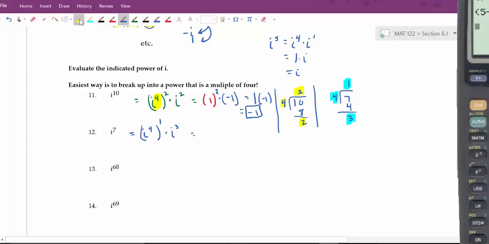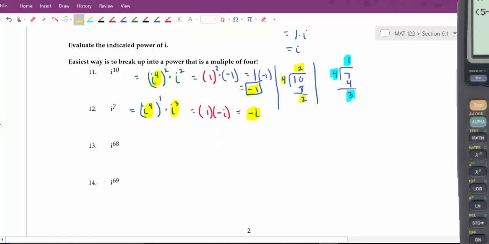Well, there's two things. I to the 4th is 1. I to the 3rd is -I. So I'm going to replace I to the 4th with 1, and I'm going to replace I to the 3rd with -I. So that means the answer to this problem is going to be -I. Okay, so that's how you put that together, and all these problems can be done pretty much in the same way.